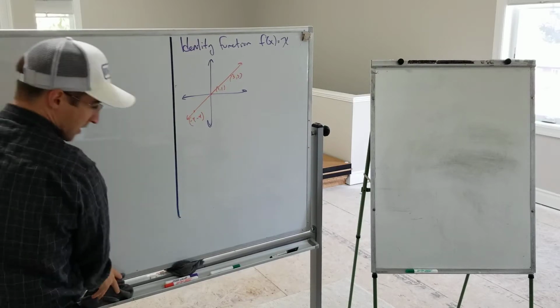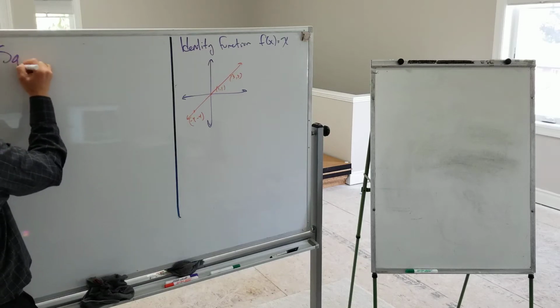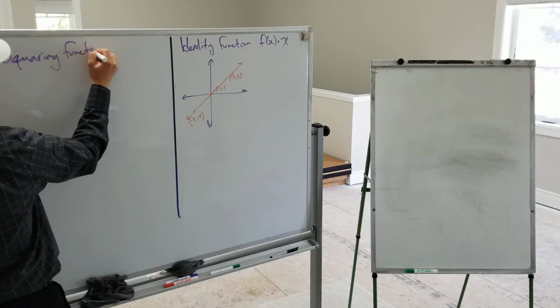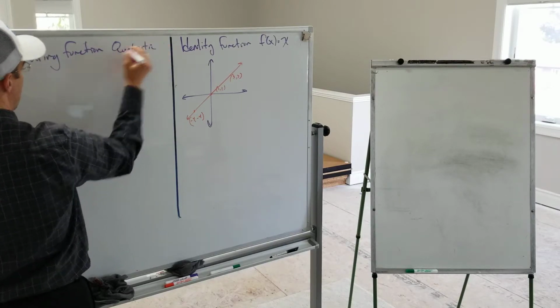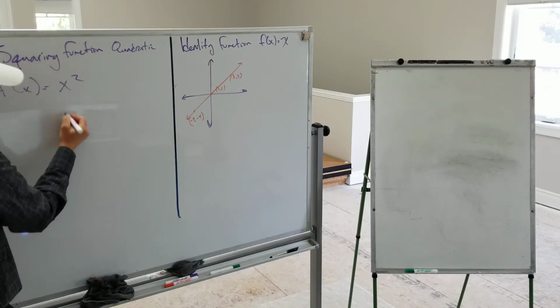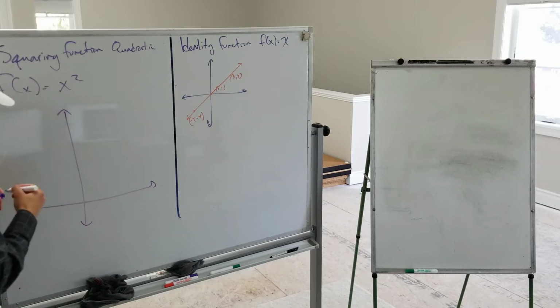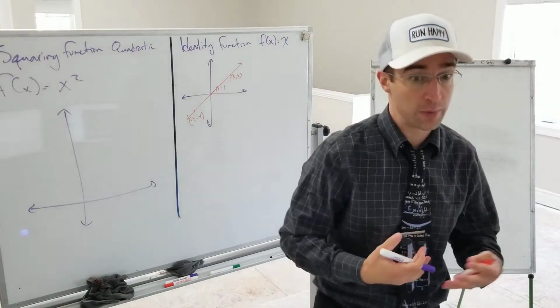So, more interesting functions are, the book calls this the squaring function. We can just call it a quadratic. The parent function here is f of x equals x squared. And let's talk about the graph of this for a little bit. What I'm doing here is giving you the graphs for all the parent functions, so then you can do transformations on them.